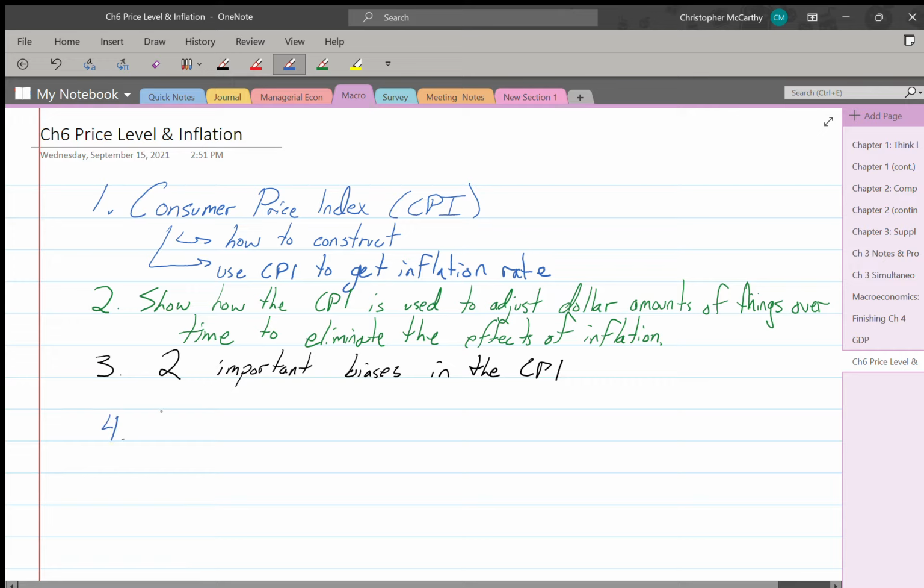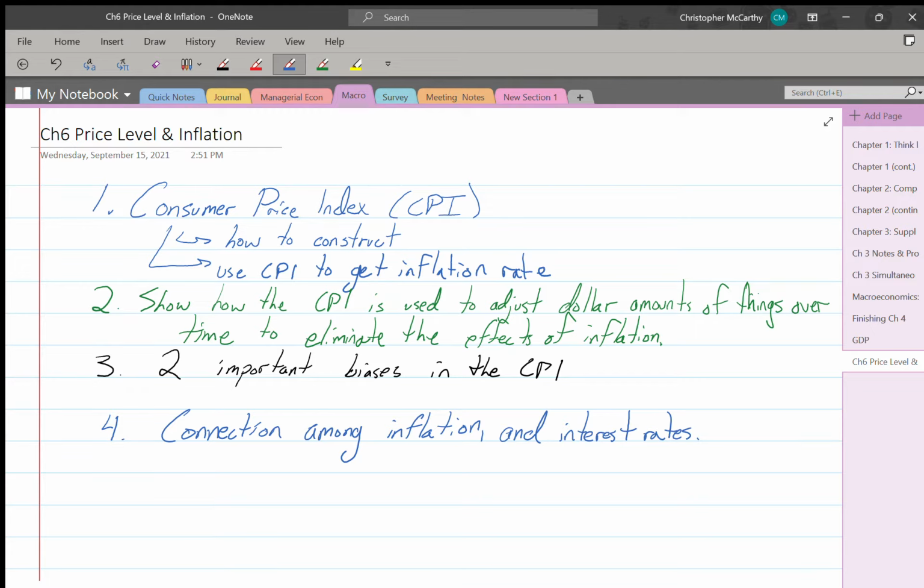So lastly, we're going to talk about the connection among inflation and interest rates. So there's a couple different types of interest rates that we will talk about. Kind of hard to talk about them until we understand inflation. All right, so the first thing, what is this CPI?